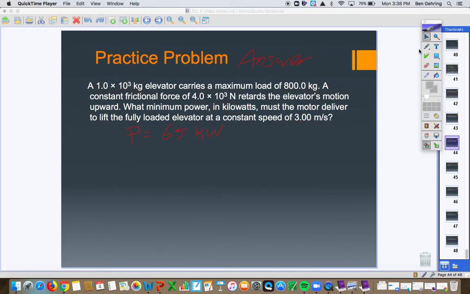Okay, your answer should come out to 65 kilowatts. This one's kind of tricky. You have to do a couple different things with it. So if you got stuck and didn't get that, come see me. We'll talk it through and work through it together.